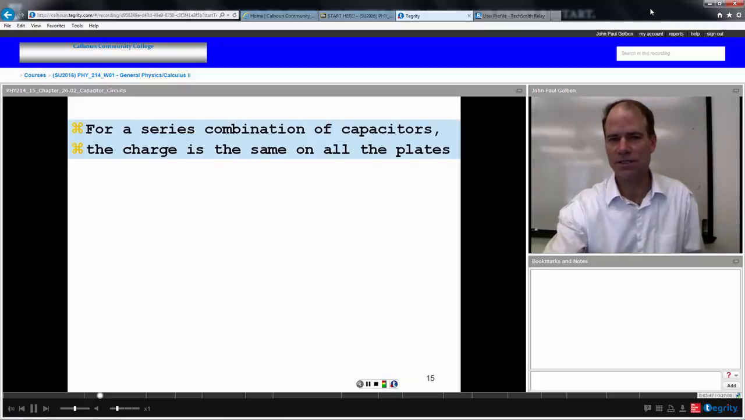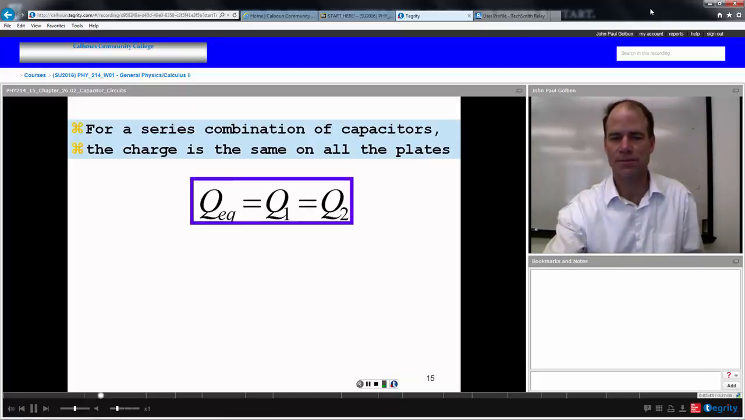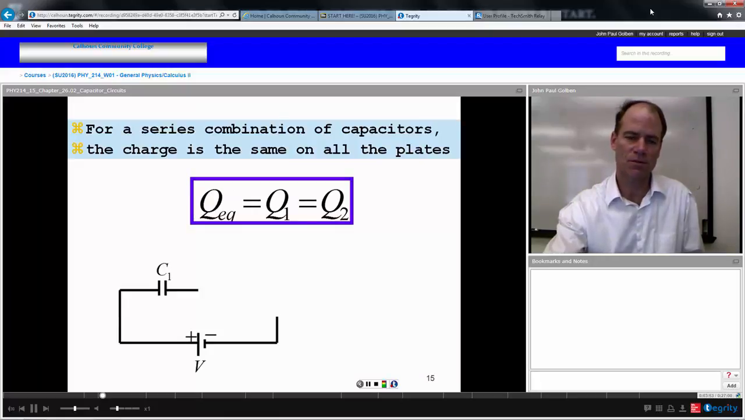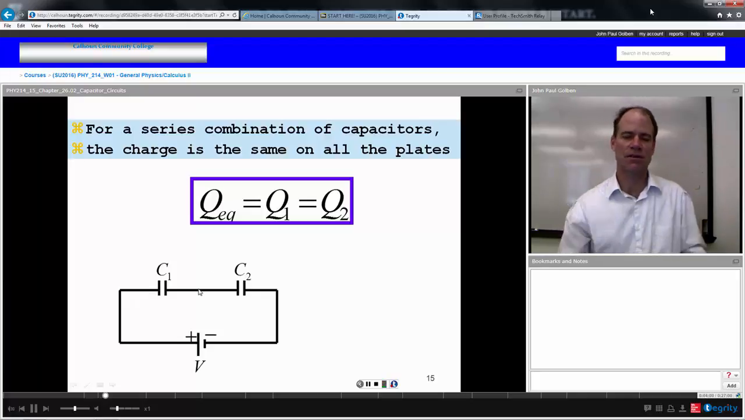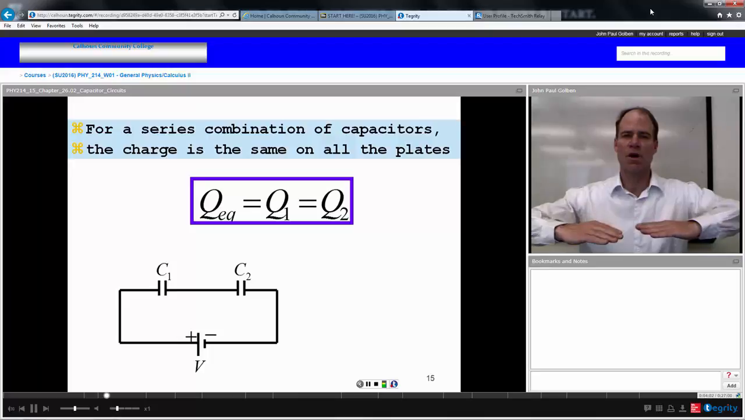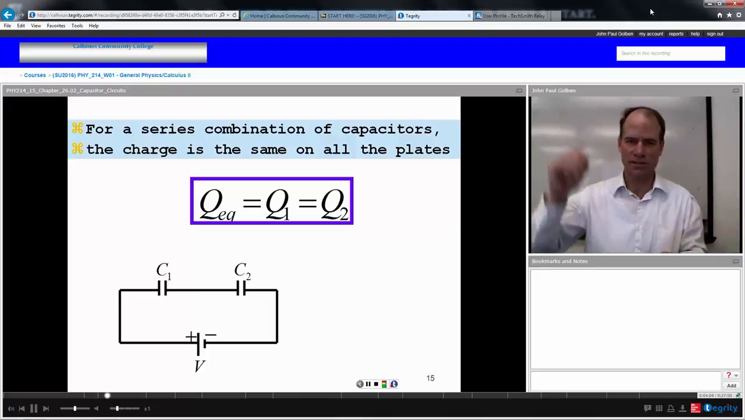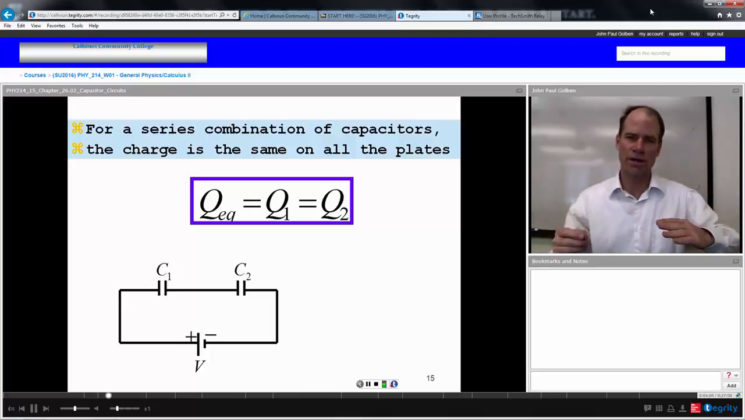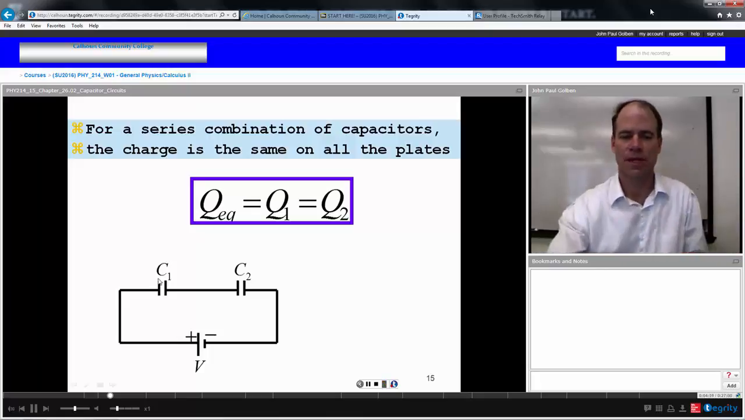What about a series combination of capacitors? Well, the charge has to be the same in all the plates. We'll show this in a moment here. Here's our circuit with a series combination. What I mean by series is that they're all on the same line of wire, so there are no other connections. Whatever passes through one has to pass through the other because there's only one path. So we have a series combination of C1 and C2.